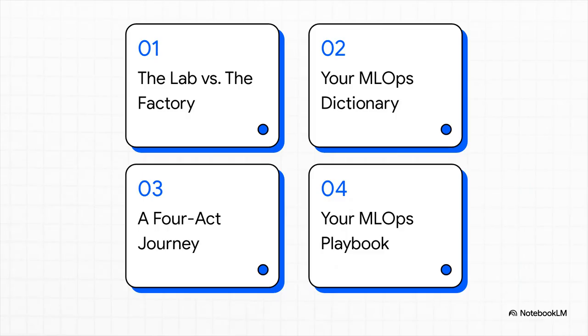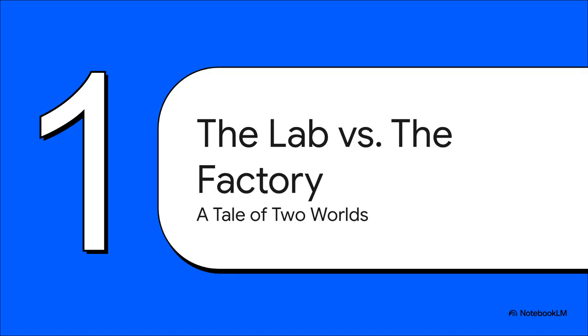First, we'll tackle the biggest hurdle, the whole lab versus the factory problem. Then, I'll give you a quick MLOps dictionary so you can speak the lingo. After that, we'll walk through a real-world 4-act journey of building an AI feature from scratch, and we'll wrap up with a playbook, a cheat sheet you can actually use. All right, let's get right into it.